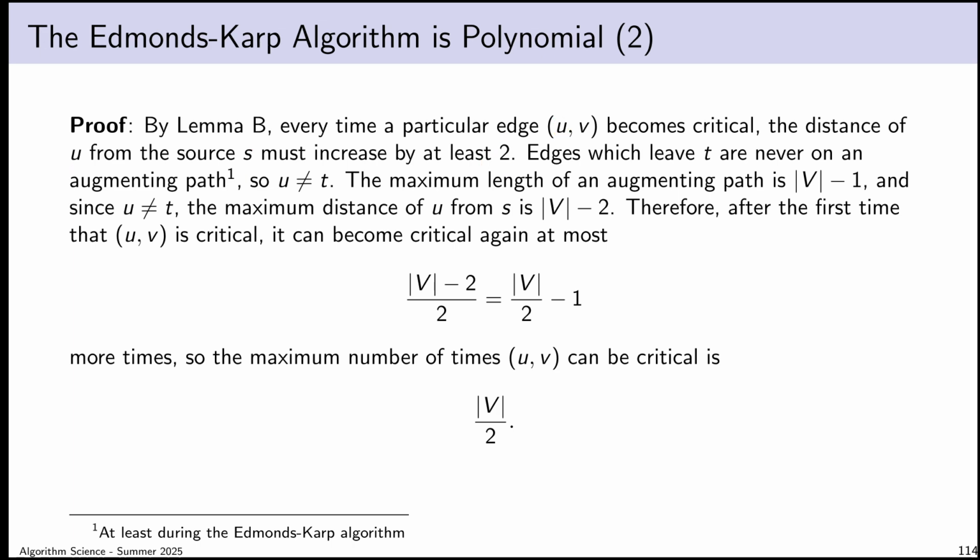Now, a bureaucratic note here. Observe that on an augmenting path, we're never going to see t in the middle. So if I have s and some other vertices, I would never see the vertex t in the middle. The vertex t is the endpoint of an augmenting path.